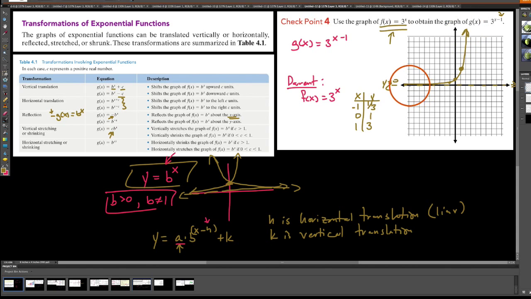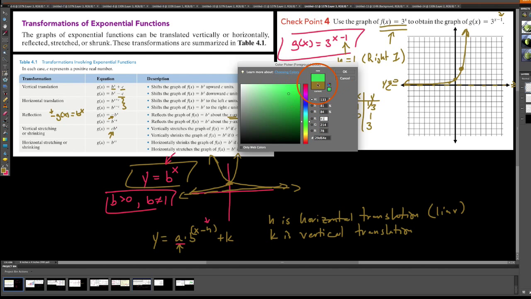So essentially what we're going to do in order to graph this function right here, what I notice is that our h value is equal to 1. So it's going to shift everything right 1 unit. So I'm going to switch my color here. Let's go over to like a green here.